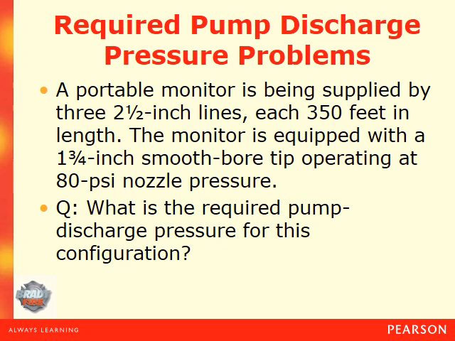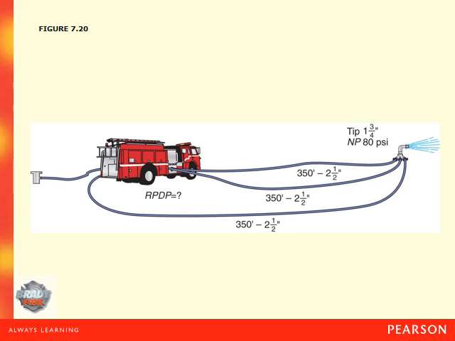So here's our math problem. A portable monitor is being supplied by three 2.5-inch lines, each 350 feet in length. The monitor is equipped with a 1.75-inch smoothbore tip operating at 80 psi. What is the required pump discharge pressure? So your pumping scenario is going to look something like this. First thing we're going to have to figure out is how many gallons per minute we are flowing, so we can then figure out the friction loss.